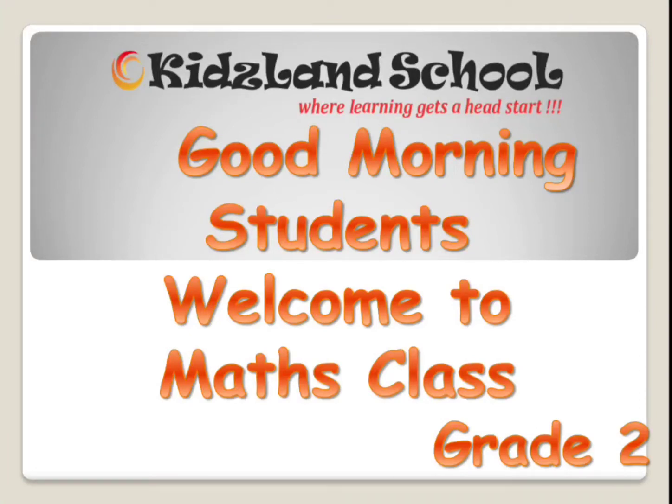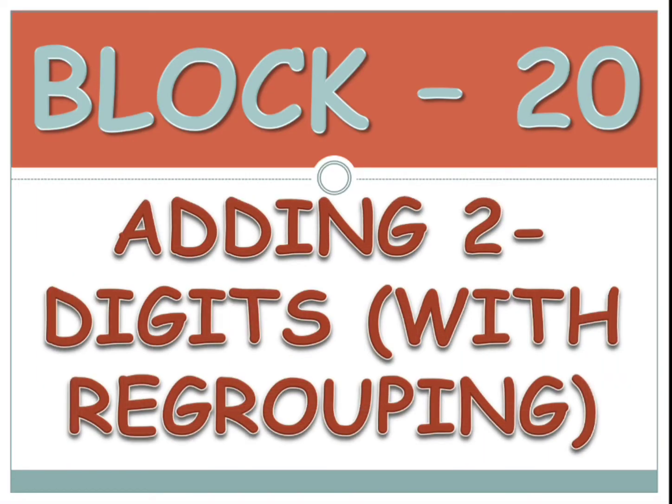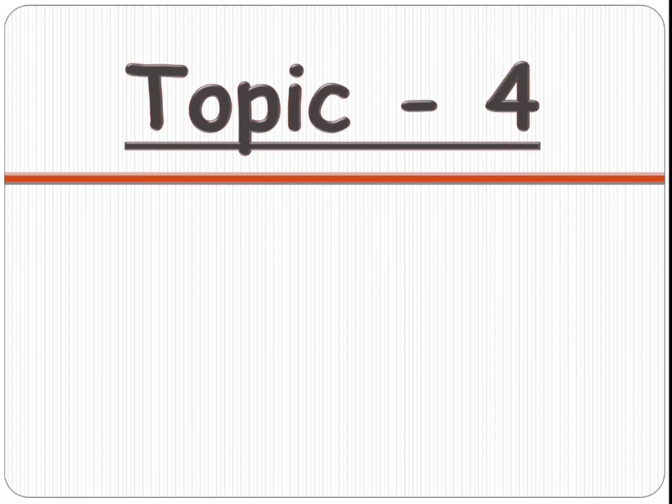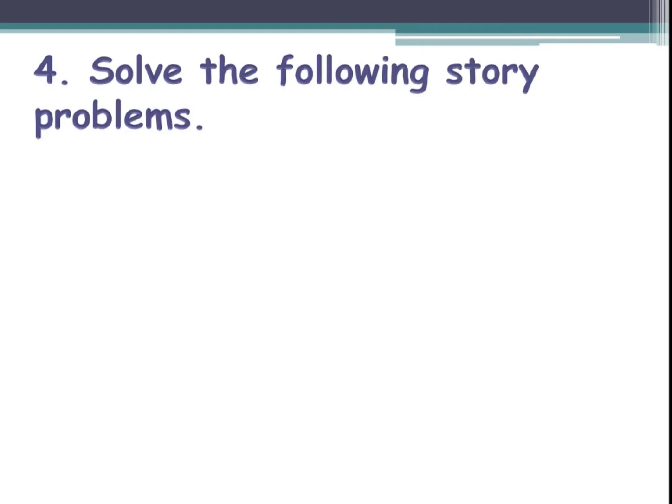So, in maths, we are solving the problems of block 20, which is adding two digits with regrouping. We have learned how to add two digits with regrouping in the column method, expanded form, and also using the place value blocks. Isn't it, children? So, in the fourth topic, we are going to learn how to solve word problems, that is, story problems. Okay, so let's see the sum. Solve the following story problems.